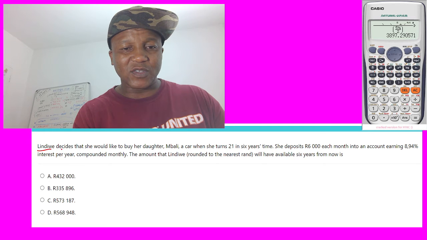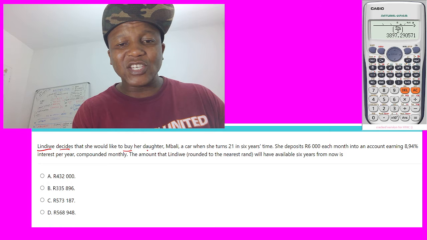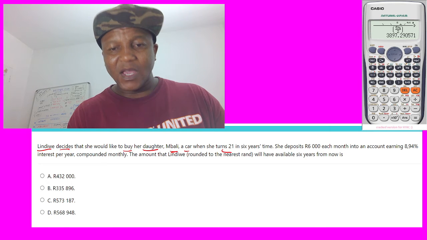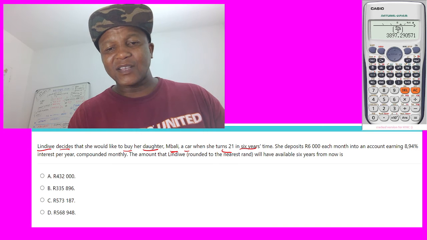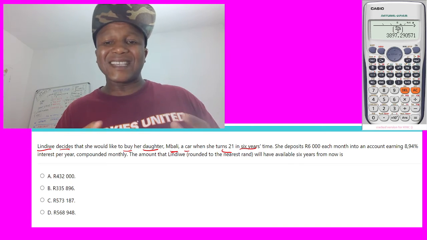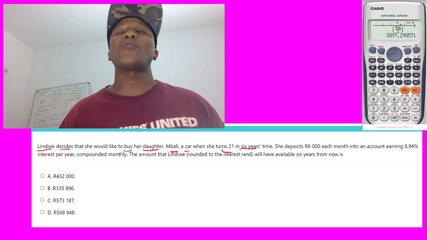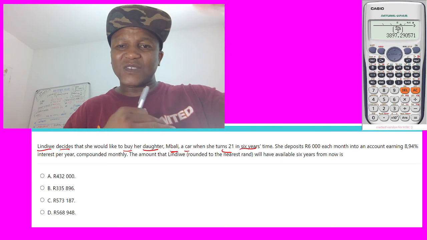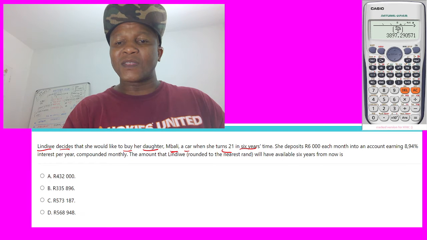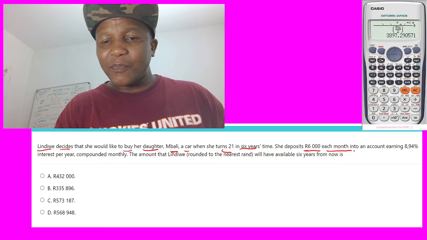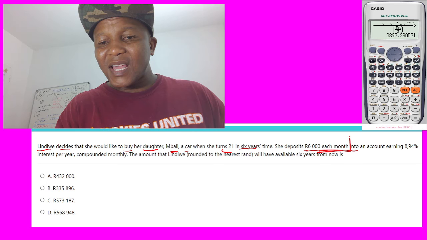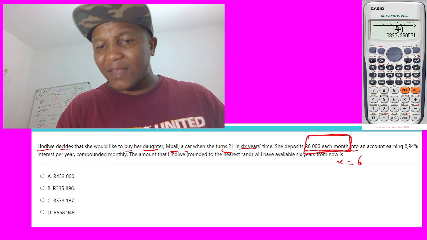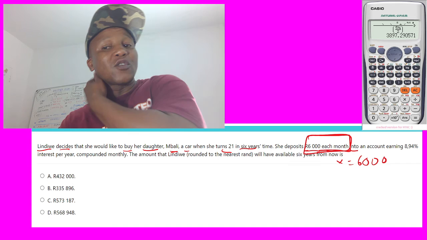So it says Lindiwe decided she would like to buy her daughter Mbali a car when she turned 21 in 6 years. So she's going to become 21 years old in 6 years from now. So she said, you know what, I'm going to buy my daughter a car. So it means the period of time is 6 years from now. She deposits this amount each month. You see this concept here? Each month. Oh, so X equal to 6,000 because it's going to be each month.